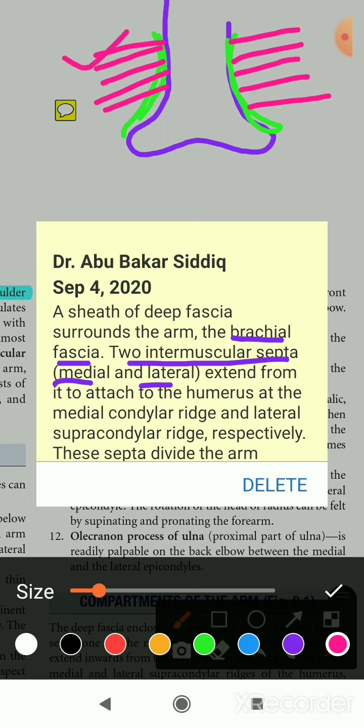These two septa as well as the brachial fascia divide the arm into the anterior compartment and the posterior compartment. That means the structures which lie anterior to the intermuscular septa and the brachial fascia are known as components of the anterior compartment of the arm, and those which lie behind the fascia and septa are known as the posterior compartment of the arm.